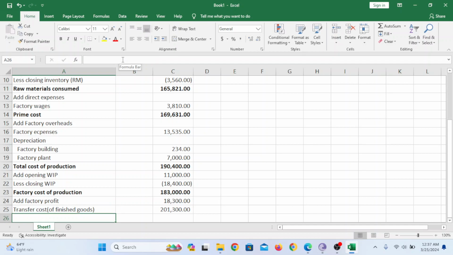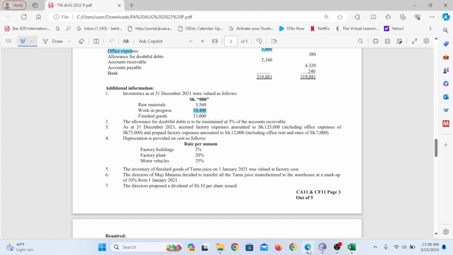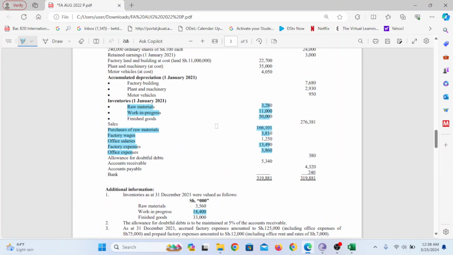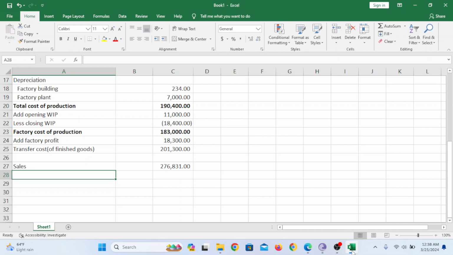So that is the manufacturing. They wanted it together with the trading account, so the trading profit or loss. So we proceed, we just keep a single line. So we have sales. We also take the value given of sales in the trial balance, 276,831. Then you need to less cost of sales.